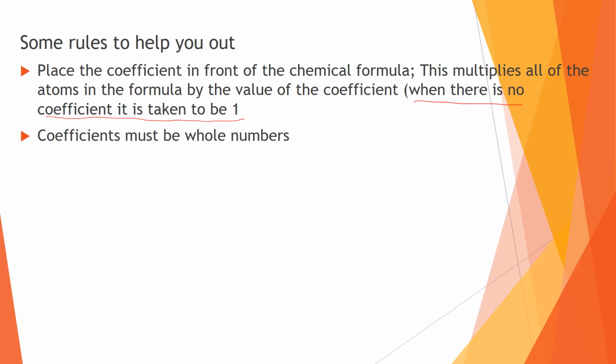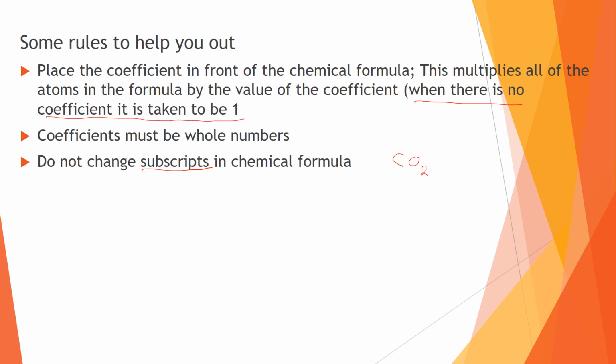Coefficients must be whole numbers, no decimals, no fractions. Don't change the subscripts in the chemical formula. So for example, if I have CO2, I can't change this number. I can't make it CO3 or CO4 or just CO, because that changes what the molecule is. So that's why we add numbers in front when we need extra atoms. You can never change the subscripts.